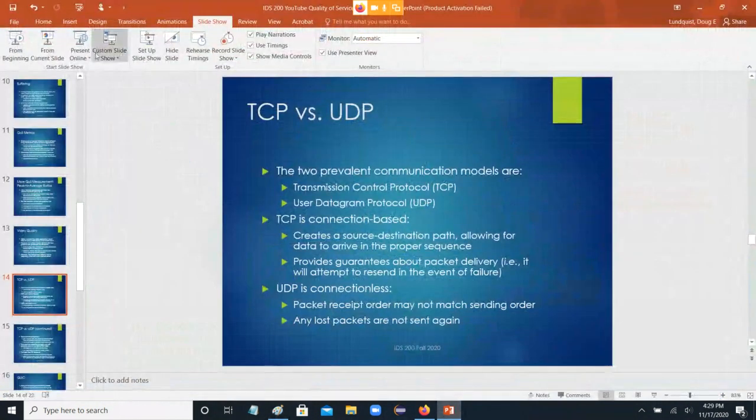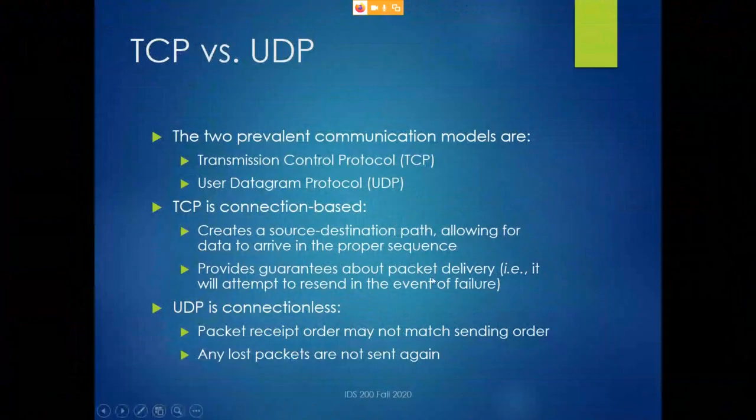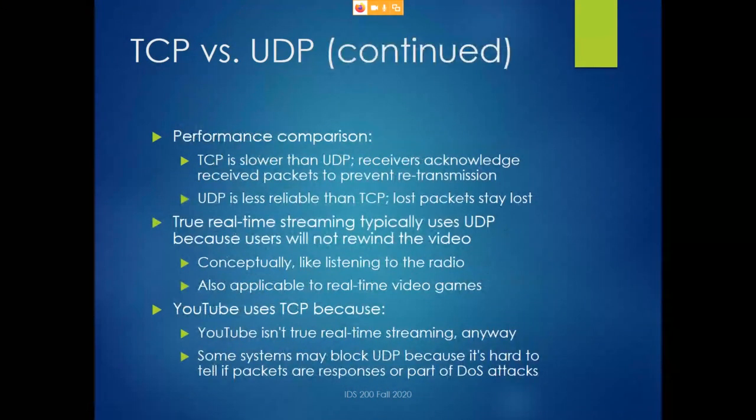So TCP is connection-based. UDP is connectionless. It does not build a single stable path between the source and destination. In particular, lost packets are not sent again. Now, performance comparison, again, TCP is slower than UDP. TCP gets slowed down because receivers acknowledge every packet that gets received in order to prevent them from being retransmitted. UDP, on the other hand, is less reliable than TCP. A packet that gets lost stays lost. UDP isn't going to try to resend it.